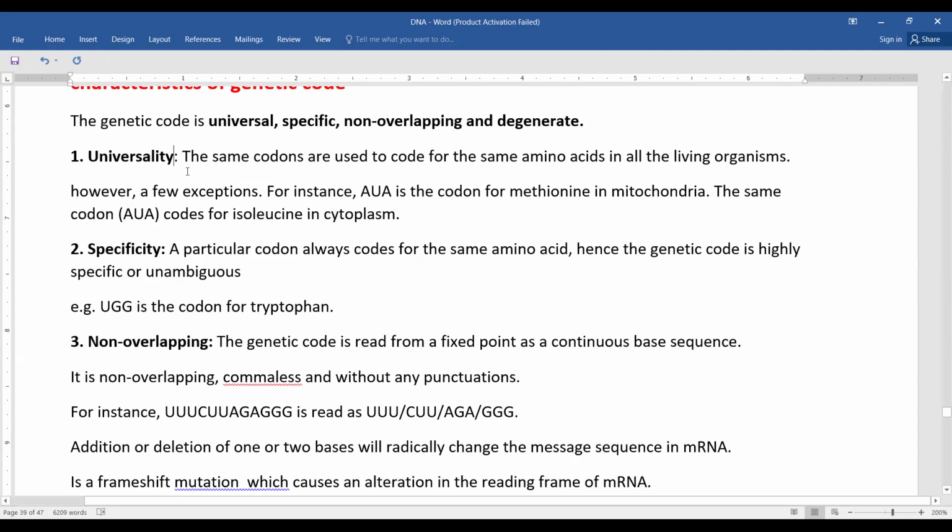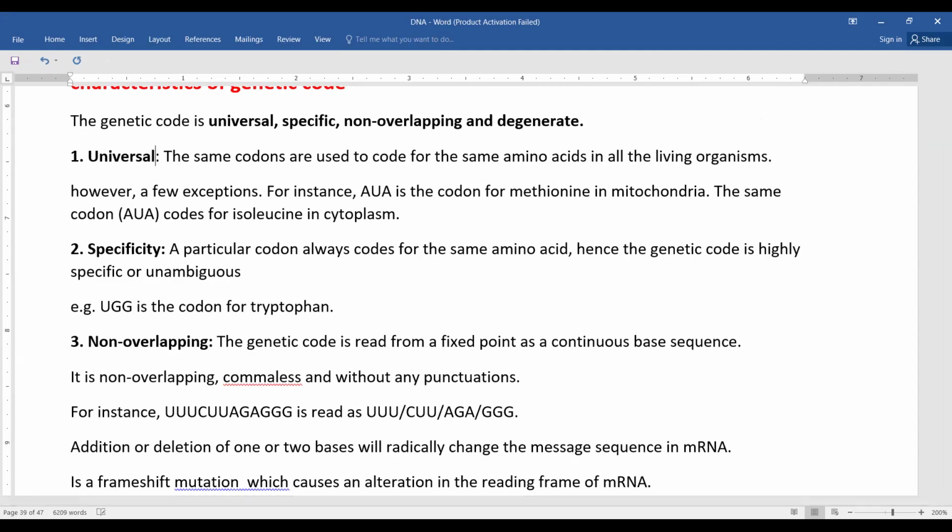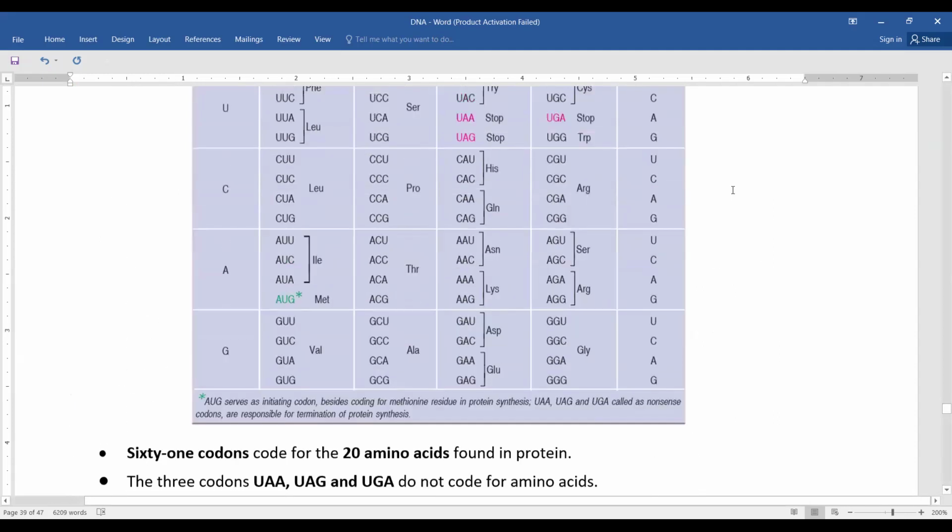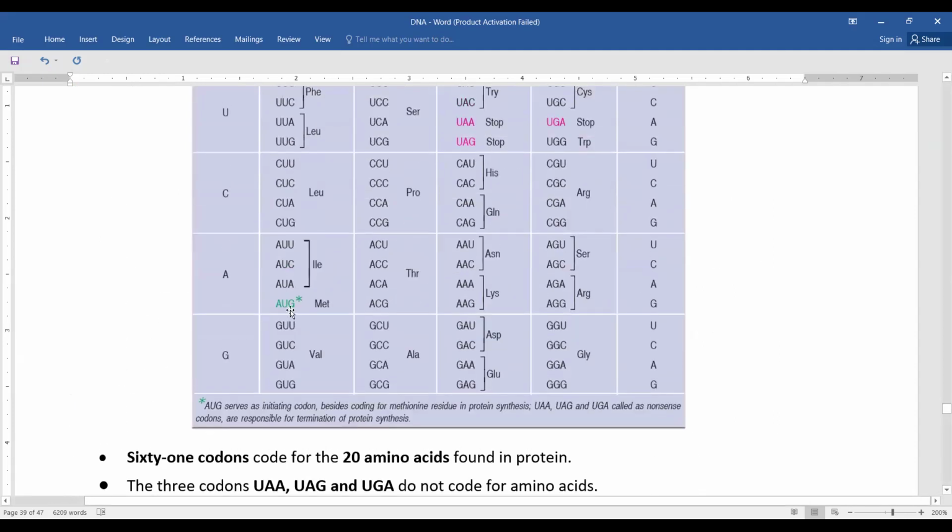Universality of genetic code. The genetic code is universal. The same codons are used to code for the same amino acids in all living organisms. For example, AUG codes for methionine in human beings, even in plants, and in bacteria. Whatever the animal, whatever the plant you take, it codes for methionine.